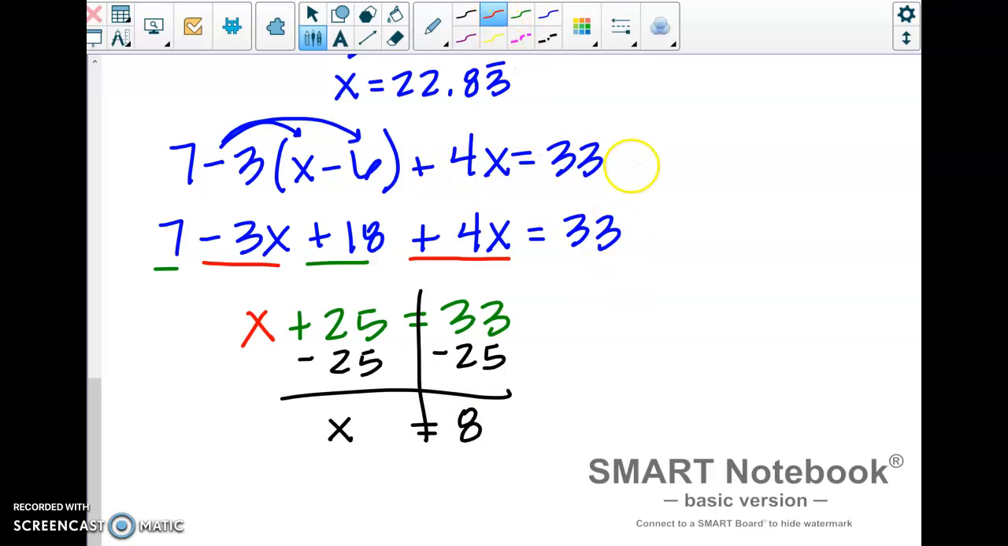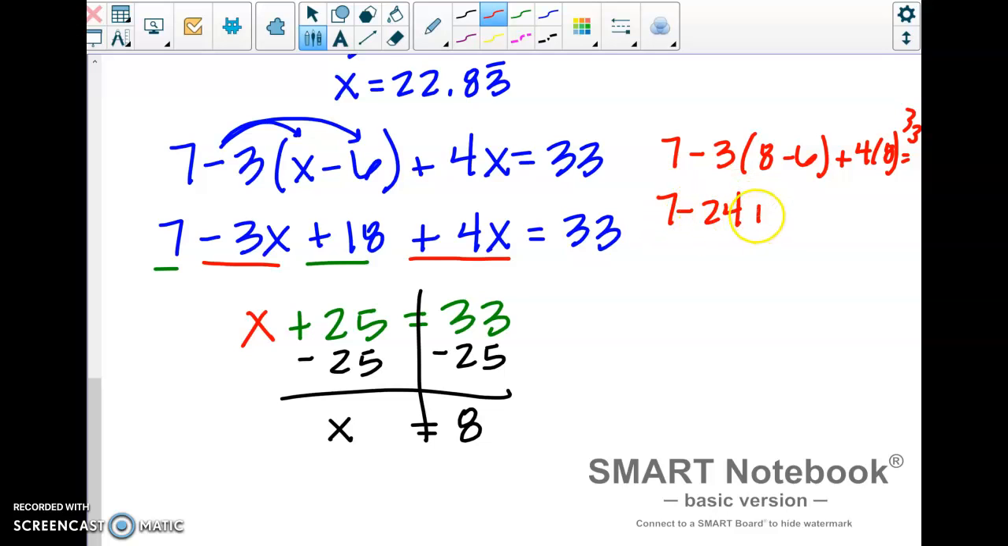Okay, again, I can check this. Let's plug this in. 7 minus 3 parentheses 8 minus 6 plus 4 times 8. And I want that to equal 33. I have room here. So 7 minus 24 plus 18 plus 32 hopefully equals 33. Let's check. 7 minus 24 gives us negative 17. Negative 17 plus 18 makes 1. 1 plus 32 is in fact 33. So we know we did it right because it checks out.